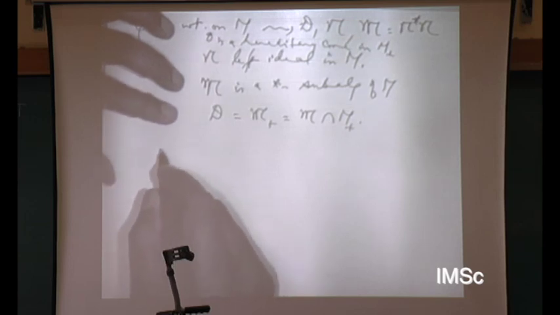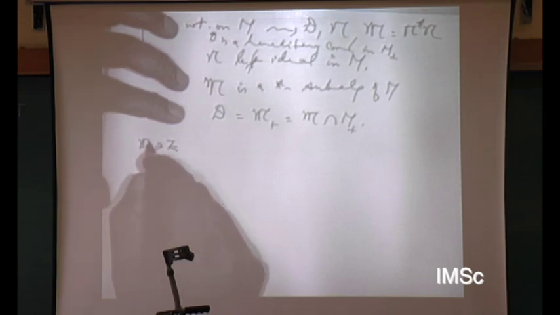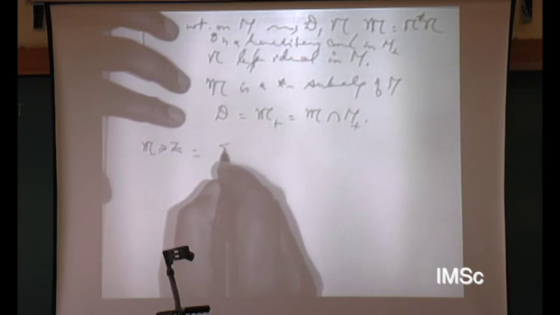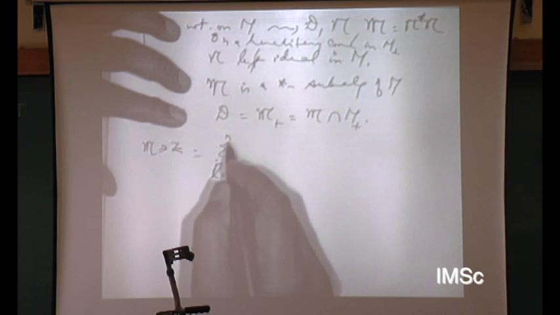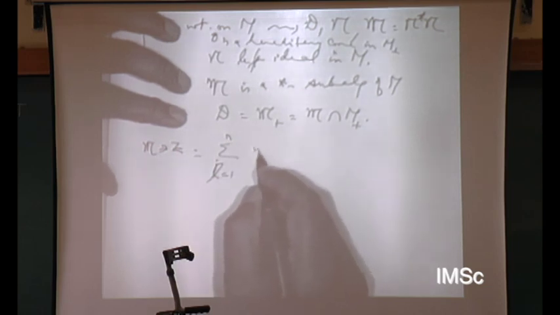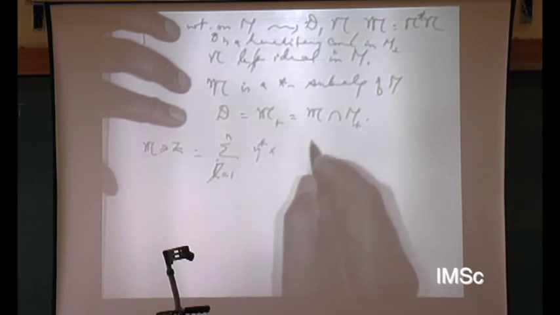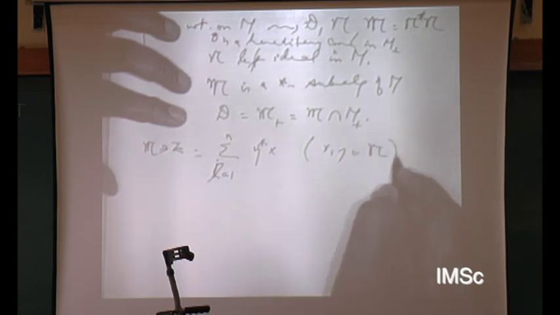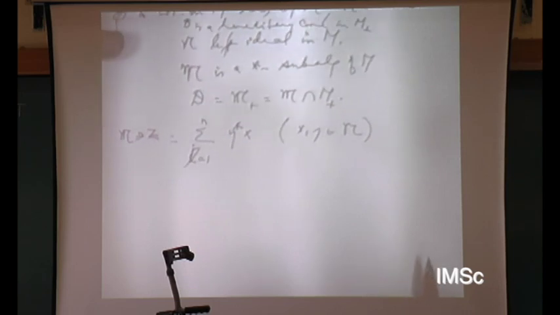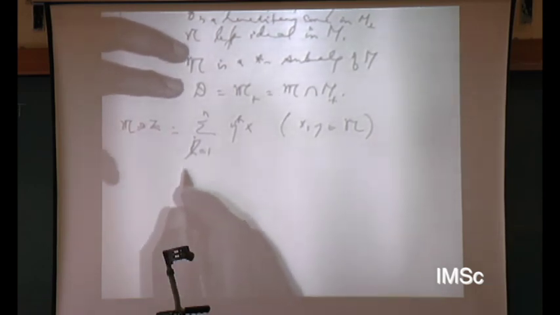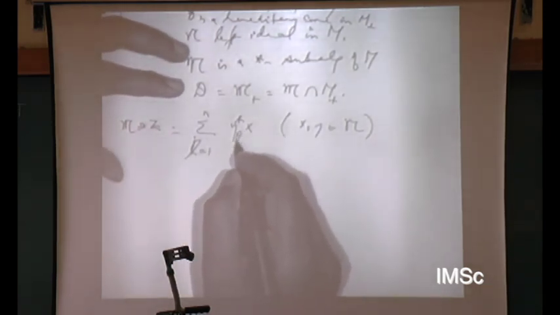So let us take an element in M. So this looks like the sum for l equals 1 to n of y_l star x_l, where x, y belong to N. And that is what M looks like. Anything in M looks like this.